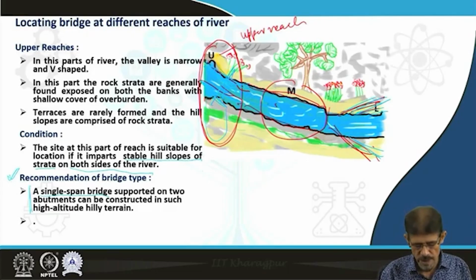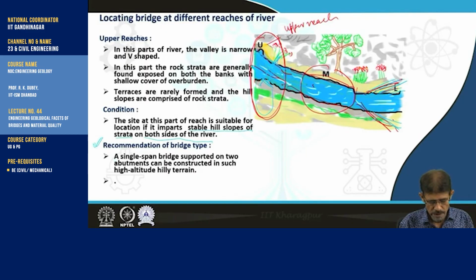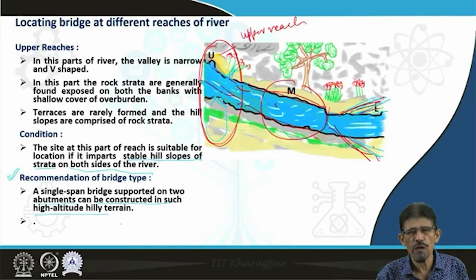Therefore, a single span bridge is sufficient to serve the purpose, supported on two abutments, and it can be constructed in such high altitude hilly terrain. So in summary, keeping in view the rock exposed along both banks and the narrow span of the river, we recommend the construction of a single span bridge, which is economical and stable also.